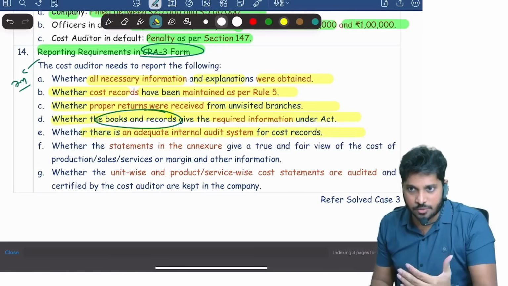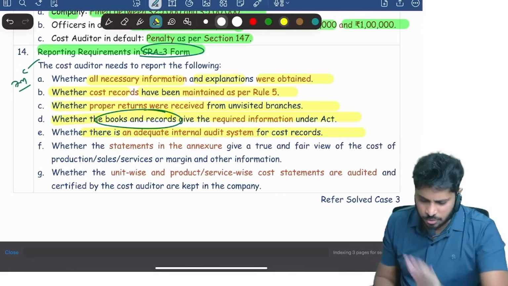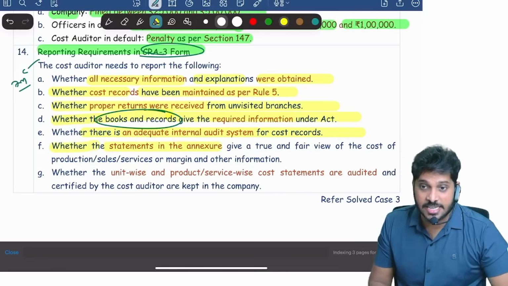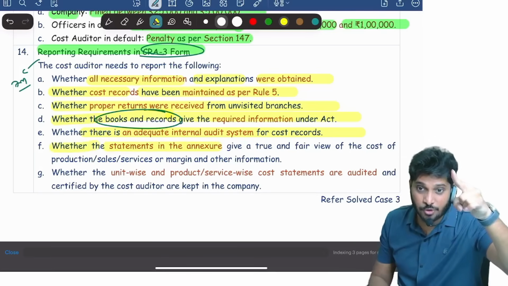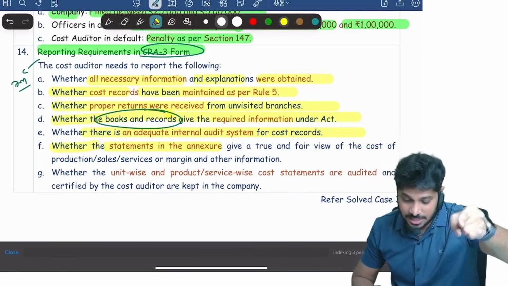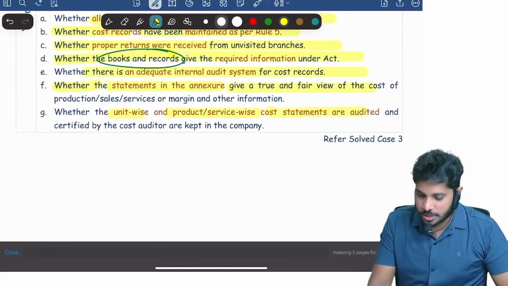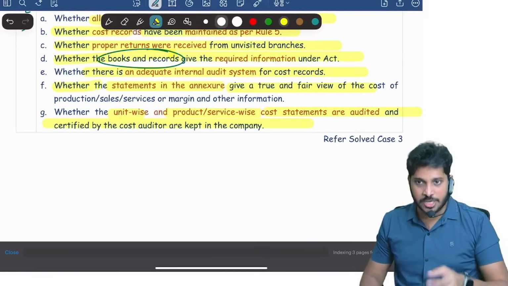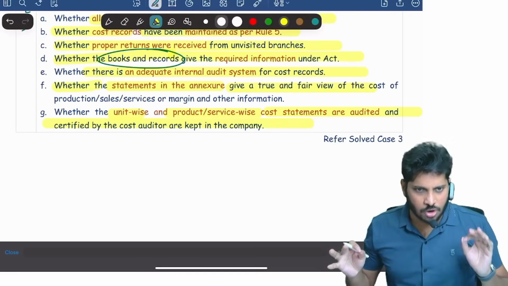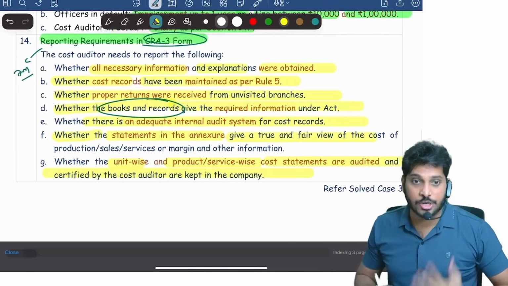They're asking one more question. In the company, are cost records audited properly by the internal audit department? Check that. And whether statements in the annexure are true and fair, because the company is filing CRA 4 with all annexures. Are they giving a true and fair view? Whether unit wise and product wise cost statements are audited. Unit wise and product wise cost statements you need to audit as per CRA 4. So whether all that were audited or not. That's it. These 7 points the auditor has to comment on.